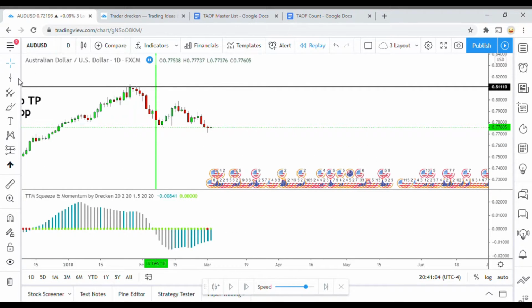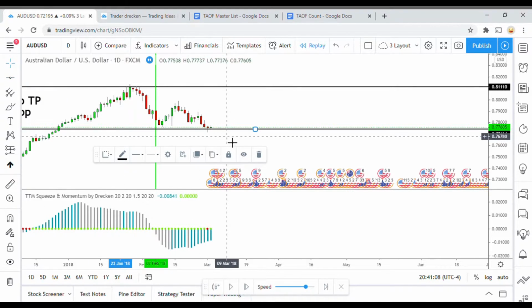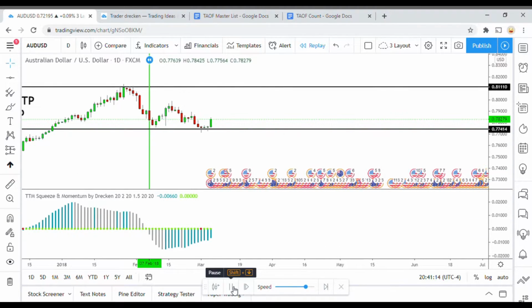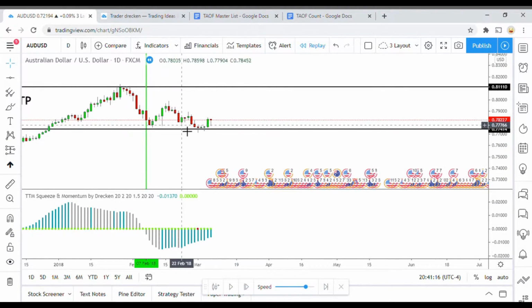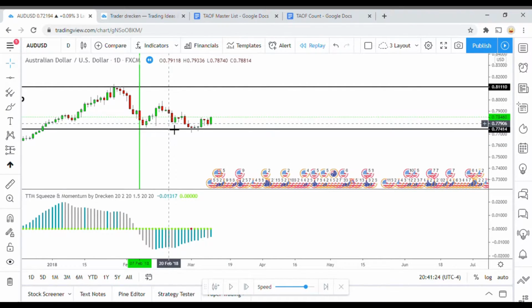It seems to be rejecting this area again. Again, that's not a definite pattern set up here, but it's trying to do something. All right, there we go. We kind of got a cup and handle type pattern forming here. Again, nothing set in stone. All right, so there we go. Now we got a cup and handle.